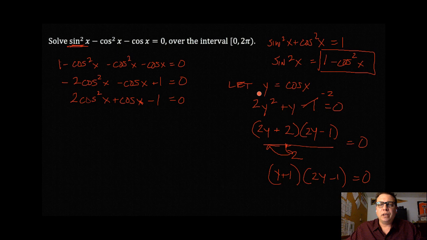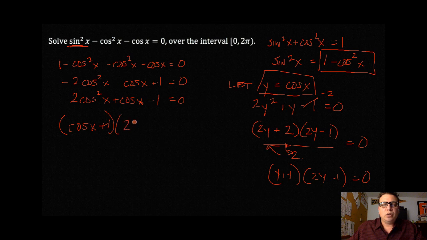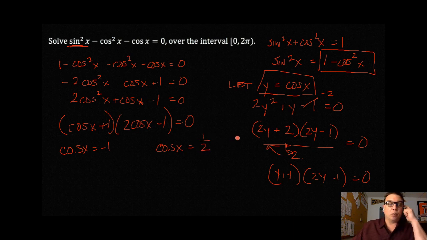So now, knowing that I let y equal cosine x, I'm going to come back over here. So now this means I have cosine x plus 1 times 2 cosine x minus 1 is equal to 0. So that means cosine x is equal to negative 1, and cosine x is equal to 1/2. So I've got to remember when these happen. Okay, so cosine is negative 1 if the angle is located, so think about it, it starts at the top, crosses at pi over 2, comes down to the bottom at pi.